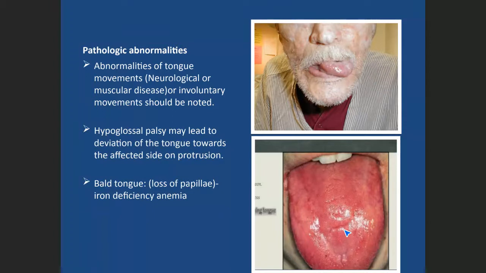Sometimes you see loss of papilla or the depapillation of the tongue. See here, you don't see any kind of papilla, and the tongue will appear shiny and completely bald. So this is seen usually in anemia.